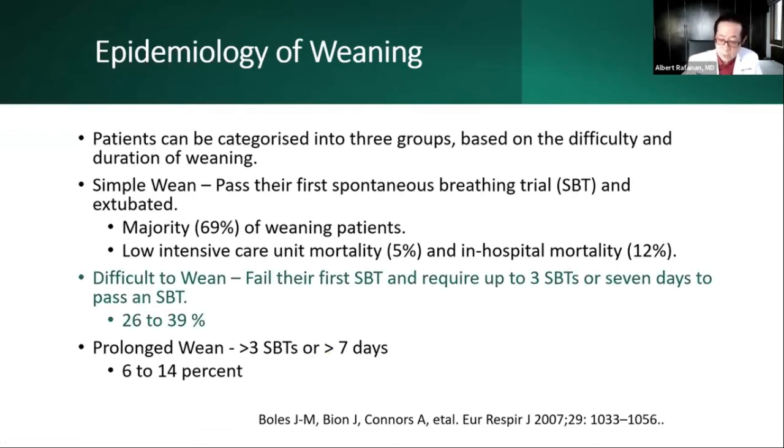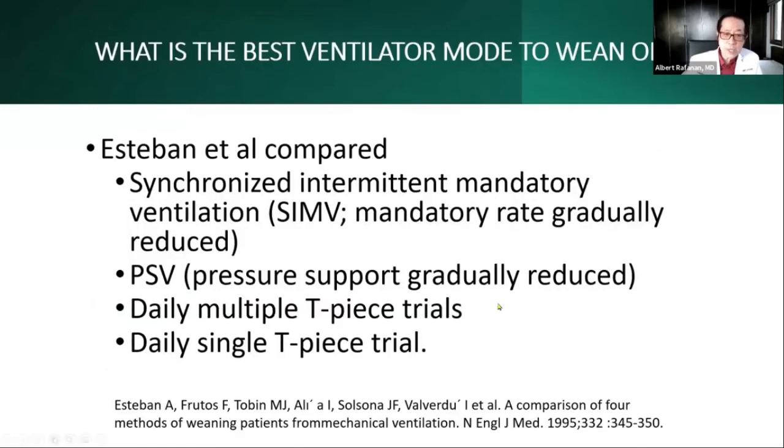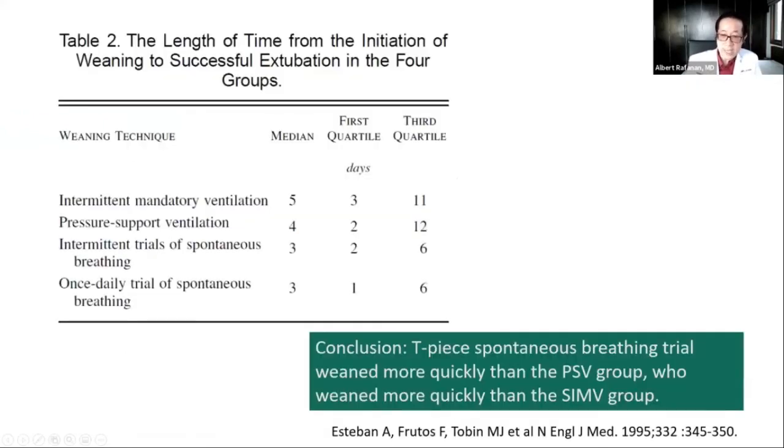So with difficult to wean, there are 3 ways that you can wean: either SIMV, pressure support, or daily T-piece trial. There are 2 randomized controlled trials looking at this. Esteban, published in the New England Journal in 1995, saw that the T-piece spontaneous breathing trial weaned more quickly than pressure support, which weaned more quickly than SIMV. So T-piece is better than pressure support, but pressure support is better than SIMV.